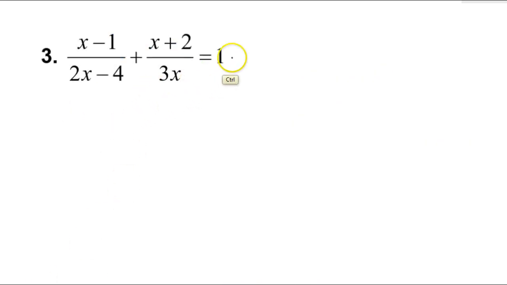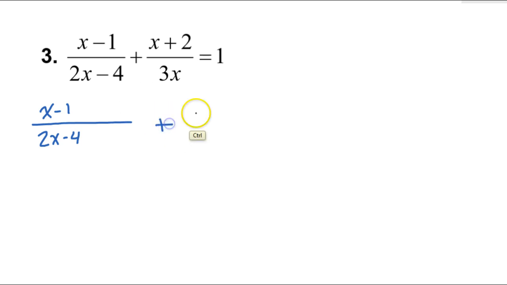All right, for number 3, again, the key is having like denominators. Now, I'm going to take an extra step that's optional. I'm just going to spread these out so I have more room to show you what's happening. So I have x minus 1 over 2x minus 4. I could factor out the 2. On this particular problem, that wouldn't make anything easier, so I'm not going to do that. But sometimes you need to factor this to see if you have the same thing already there. Maybe that'll show up on another problem.